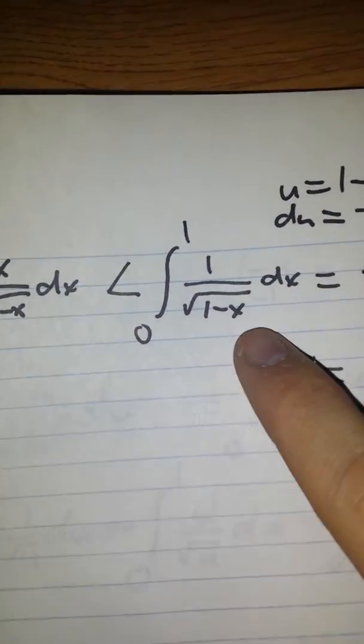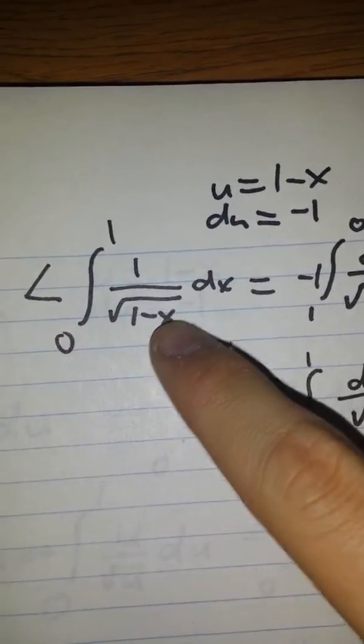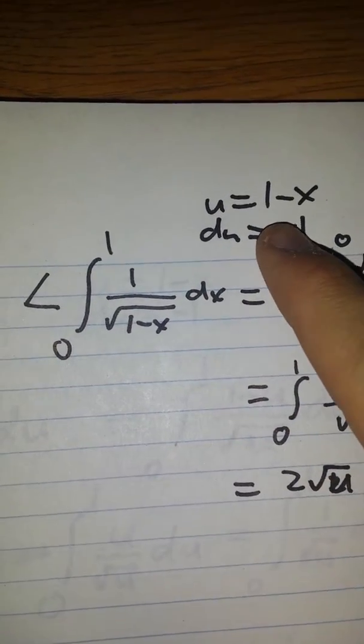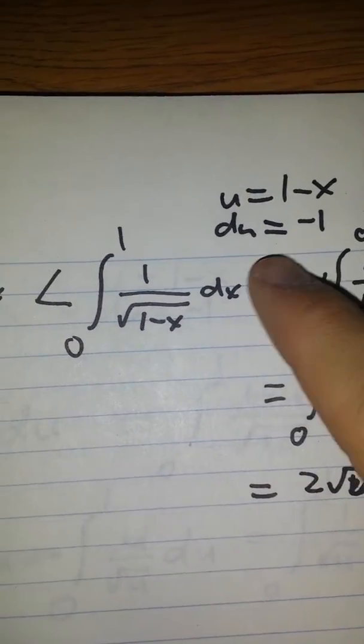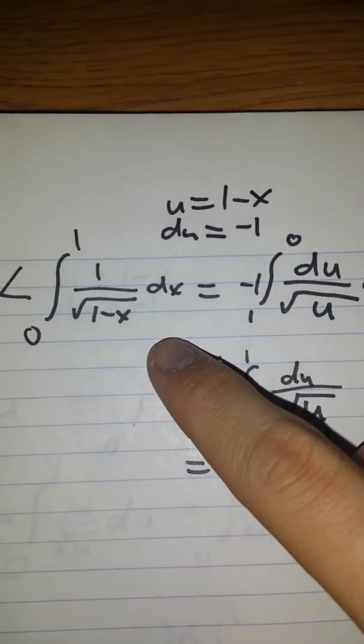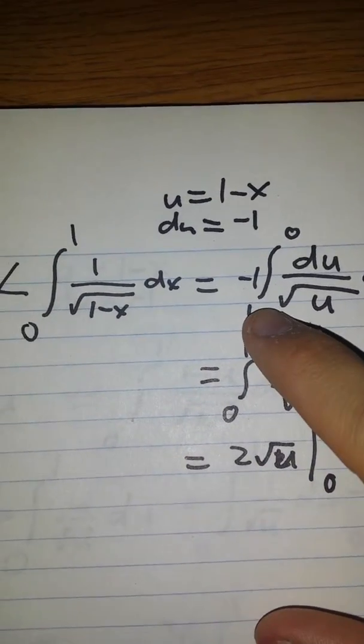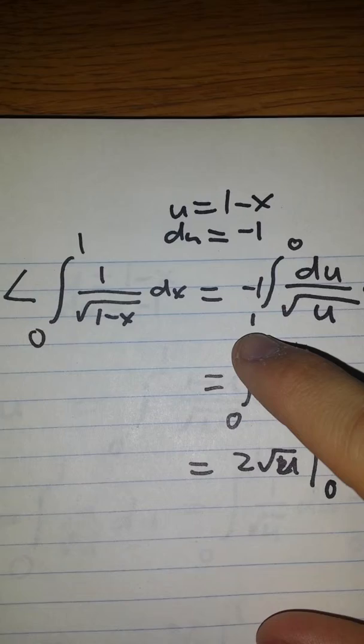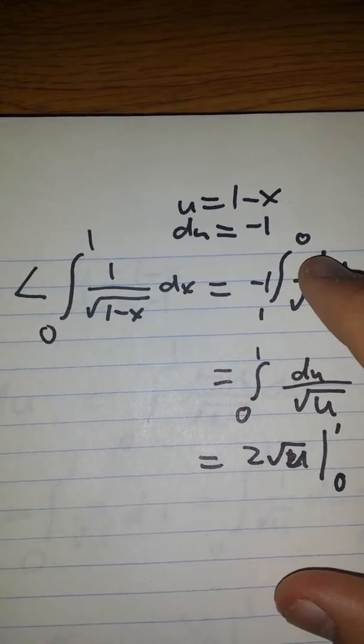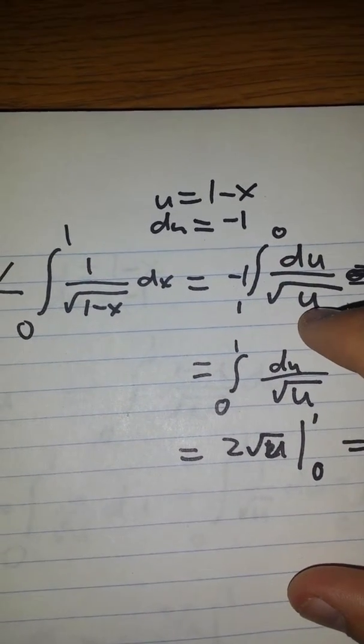And we know this exists because we can do a u substitution where we set u equal to 1 minus x and du equal to negative 1 and substitute that in. So here we have negative 1 from 1 to 0 of 1 over root u.